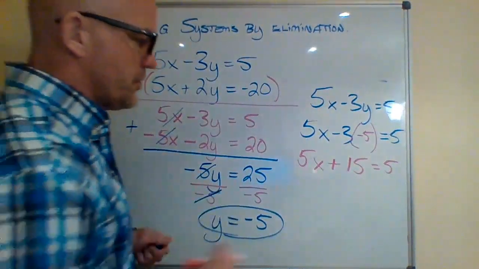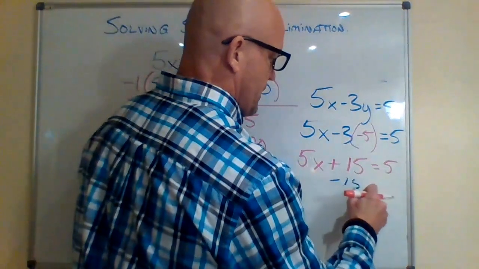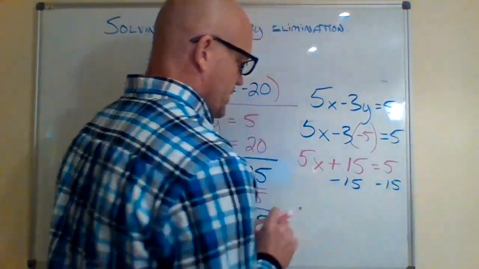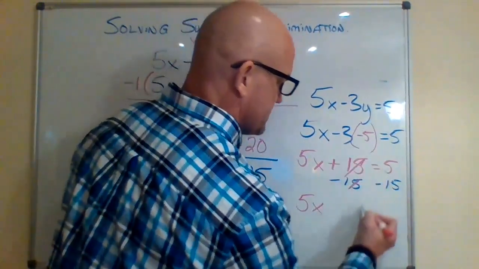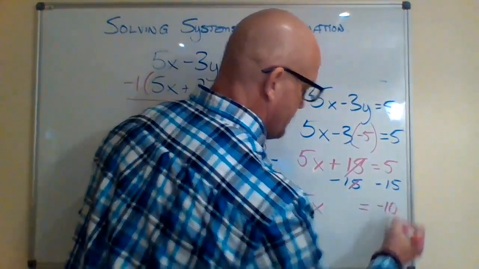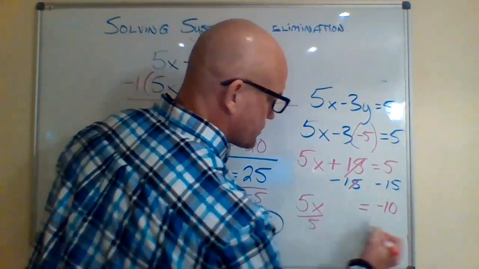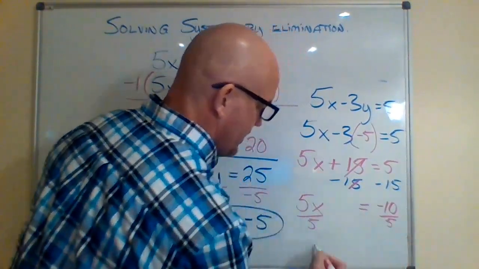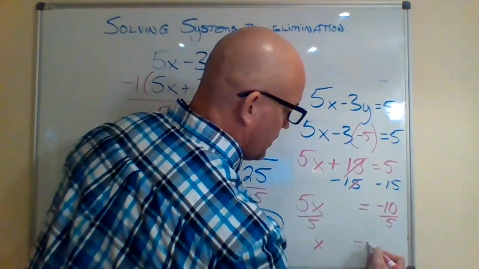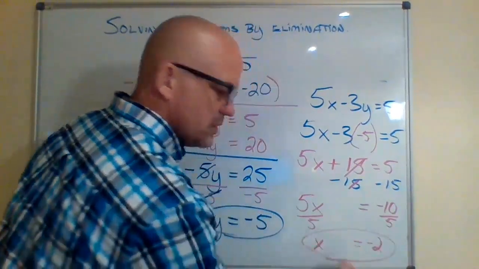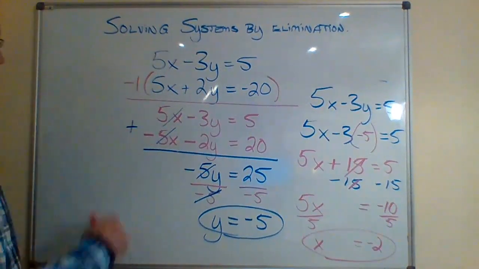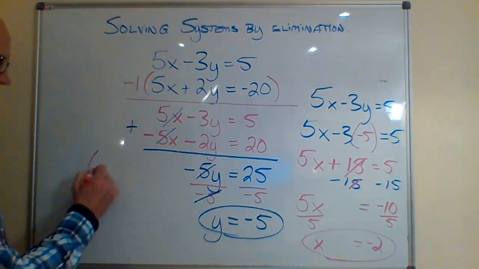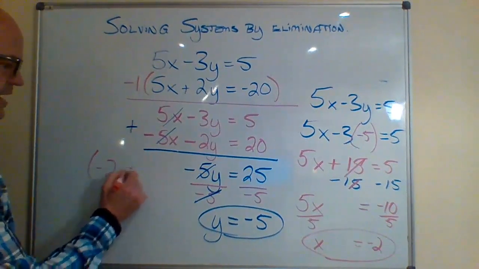Two-stepper there. We should be able to turn and burn through that. Subtract the 15. That's going to give me 5x. The 15's cancel out. That equals -10. Divide by 5. Divide by 5. And x will equal -2. Hope you can see that. So, got my solution here. I've got a solution set, -2, -5.